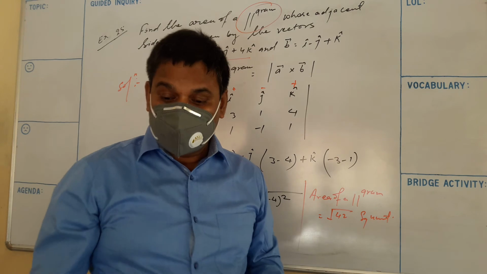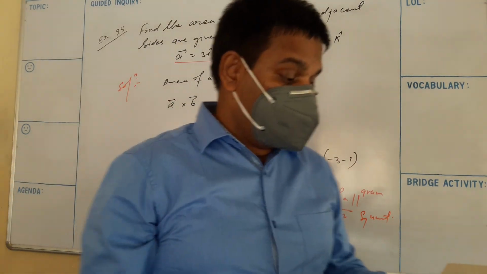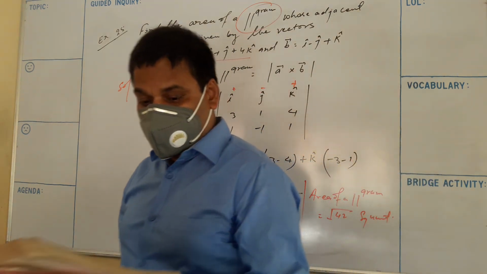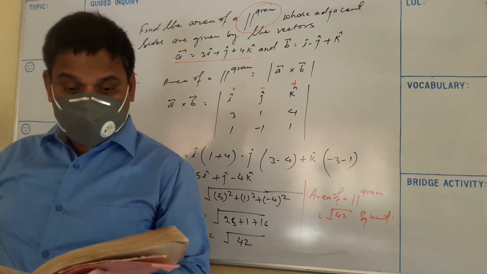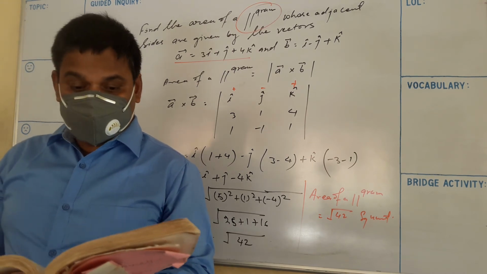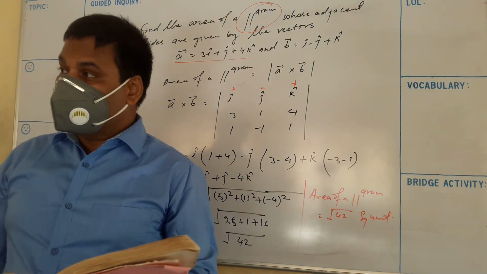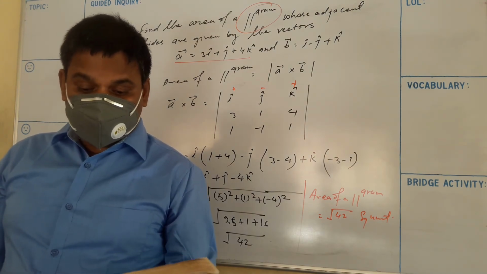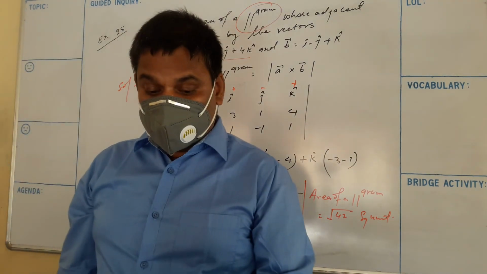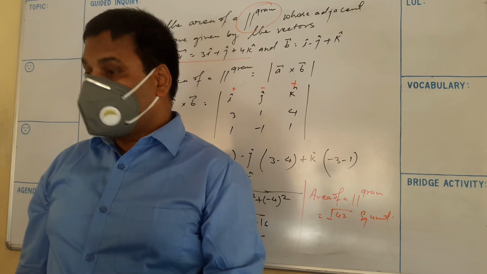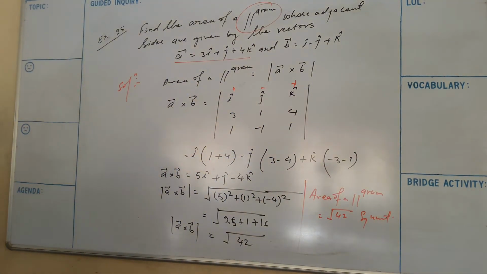Now question number 3. Clear? So how will you solve? If a unit vector A makes angle pi by 3 with i, pi by 4 with j, and acute angle theta with k, then find theta and hence the components of vector A. You have to find out. Okay?